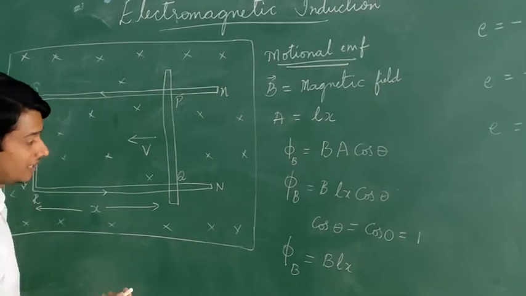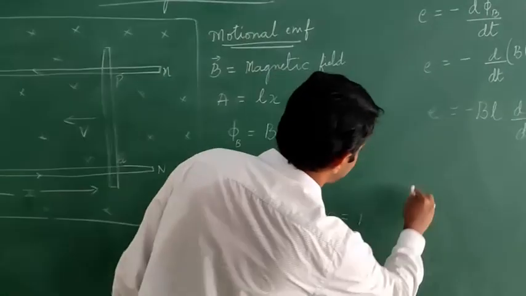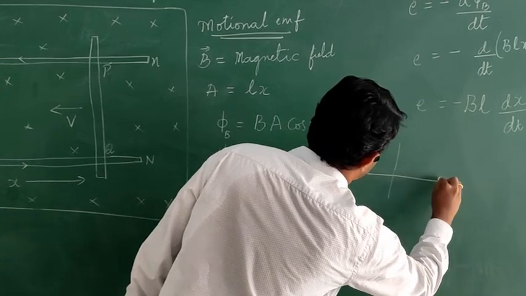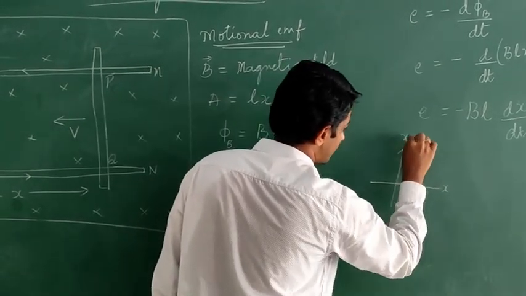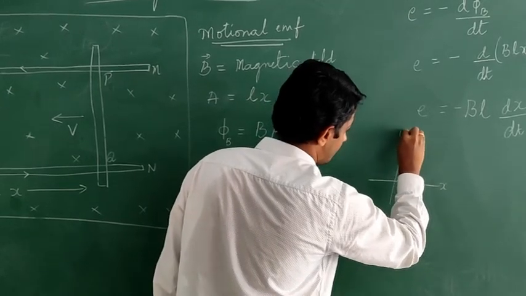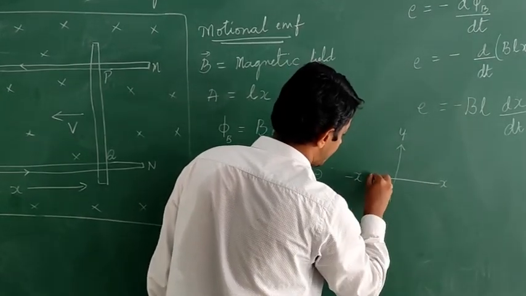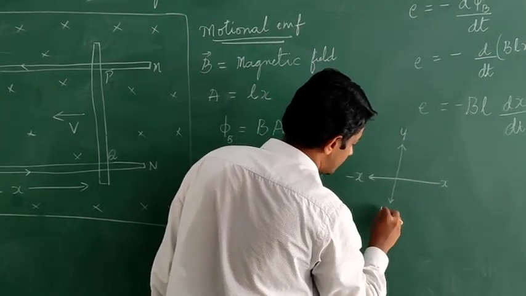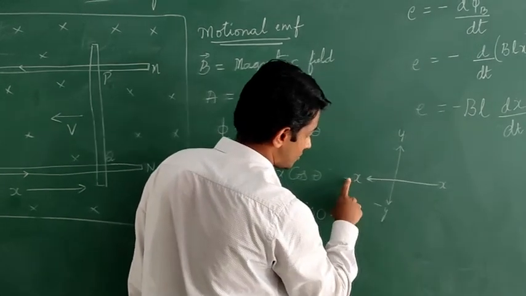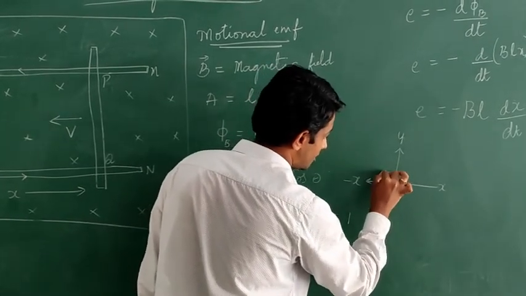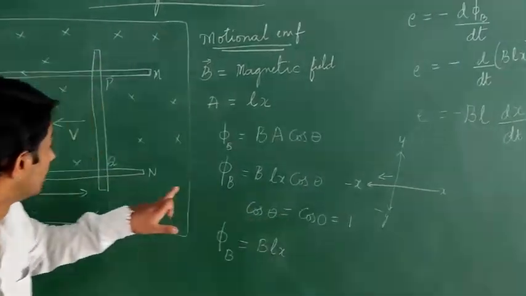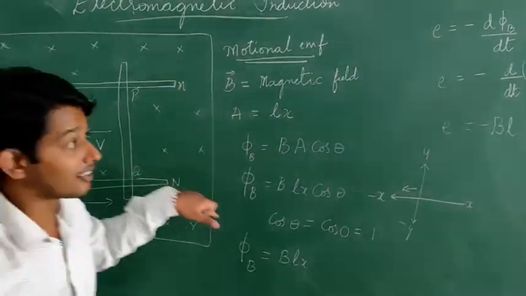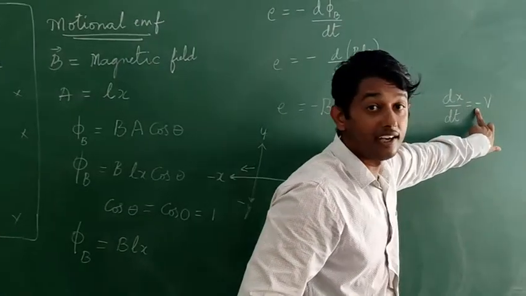So I hope you know that this is x and this is y. This is the negative x-axis and this is the negative y-axis. Here the conductor is moving in this direction, so it is definitely the negative x-axis. So we have taken the negative sign here.